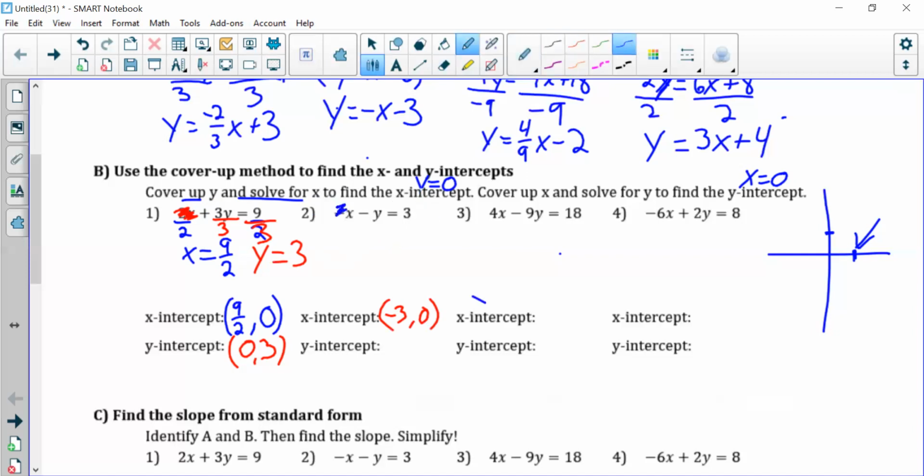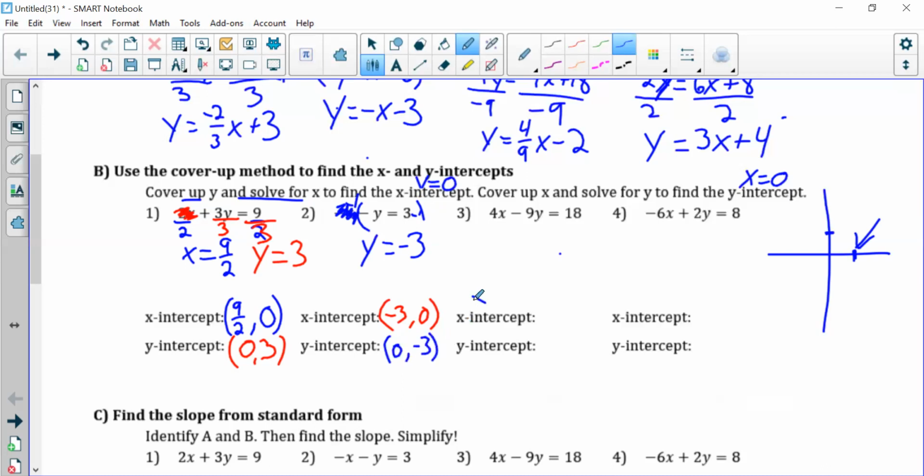So cover up my x, solve for y: negative y equals 3. Once again, I want to multiply both sides by negative 1. So I get y equals negative 3. This one was a pretty easy one. Remember, it's coordinates, so 0, negative 3.